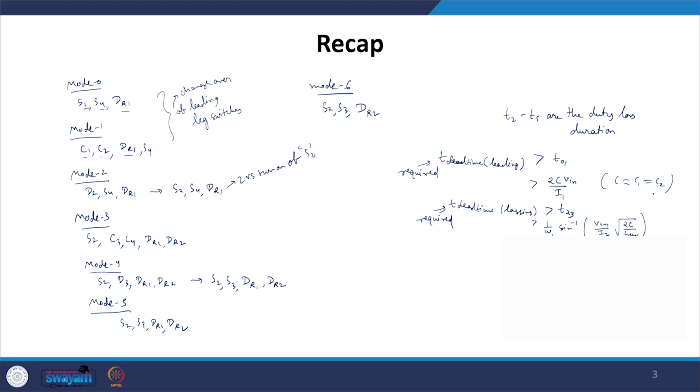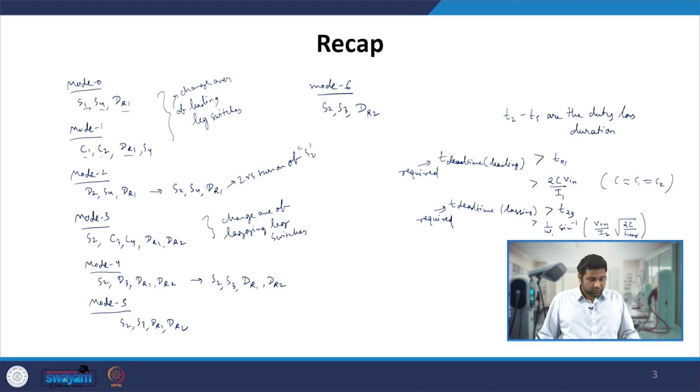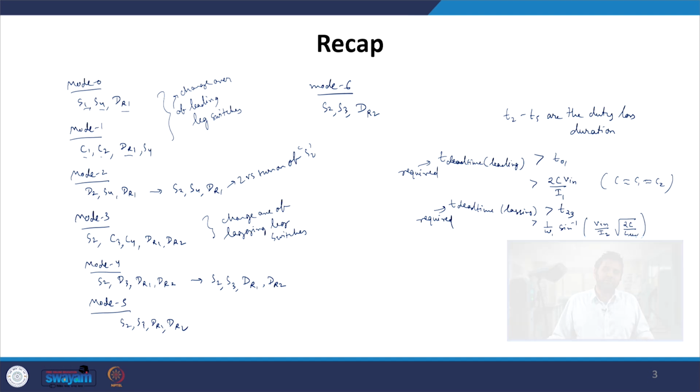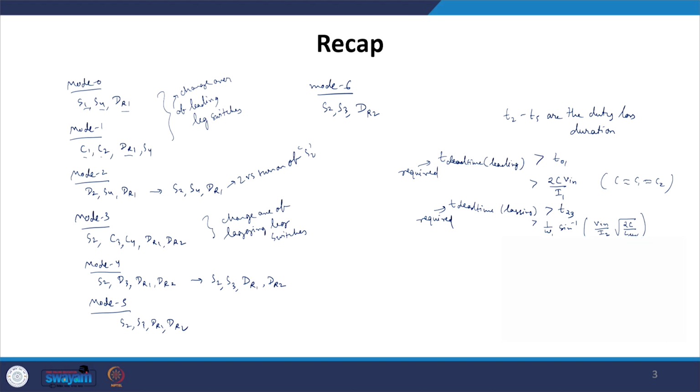Then mode 3 occurs when you remove the gate pulse of the lagging leg, so the changeover of the lagging leg switch takes place. During that time, with S2 on, C3 and C4 are discharging and charging respectively, and the voltage VAB will be minus of Vc4. Since Vc4 is discharging, VAB will be falling, as a result of which IP becomes less and falls short of the actual output inductor current.